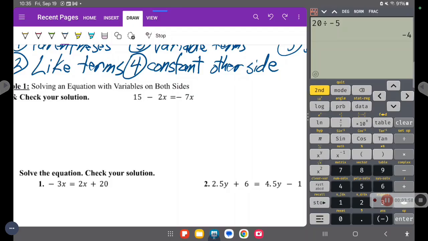Okay. Now, in this case, this variable term is already by itself on the right side. So I don't have any parentheses. We don't have any like terms on each side. There's no like terms on the left. There's no like terms on the right. So step 3 is to get the variable terms together on one of the sides. Now, since this one is already over there by itself, let's take this negative 2x over to the other side.